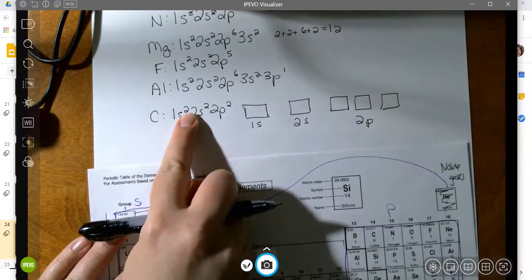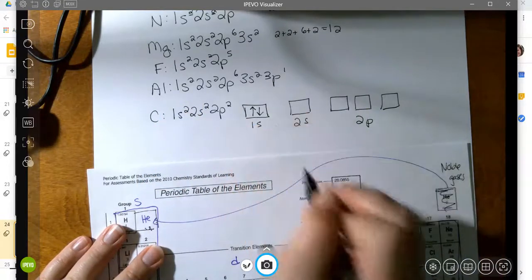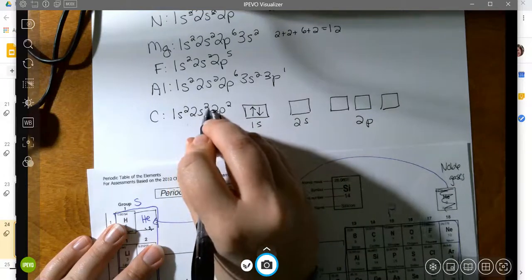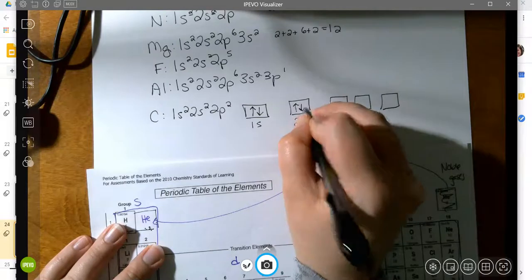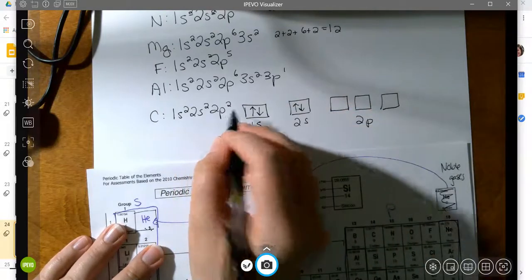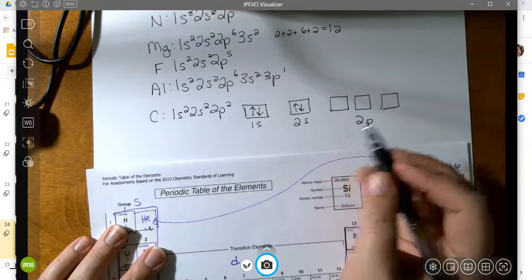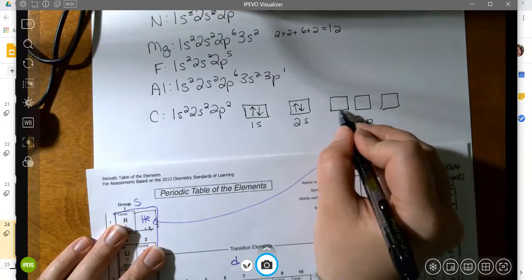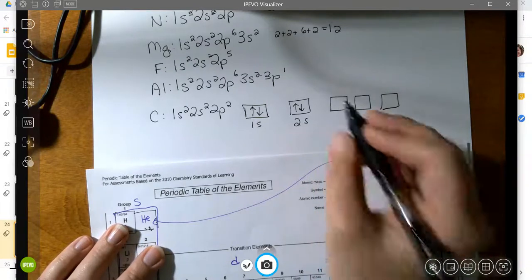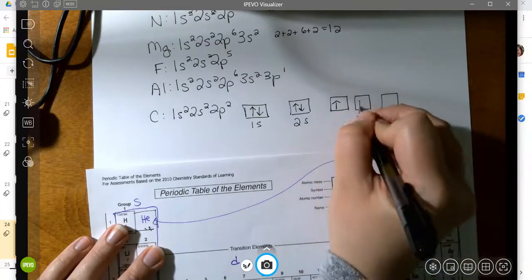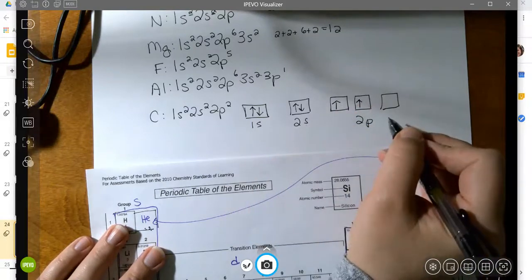All right, so 1s2. That means I need to put 2 electrons in this 1s orbital. So I'll draw 1 up and 1 down. 2s2. That means I need 2 electrons in the 2s orbital. 1 up, 1 down. 2p2. Okay, so when I put those 2 electrons in these p orbitals, I have a choice, right? I could put 2 in this first one, 1 up, 1 down, or I could separate them. And according to Hund's rule, the correct thing to do is to put 1 in each and only pair up if I have to.